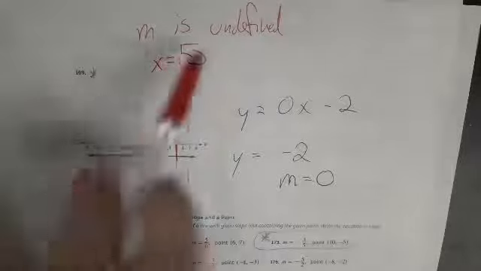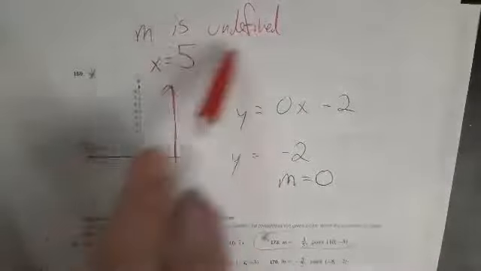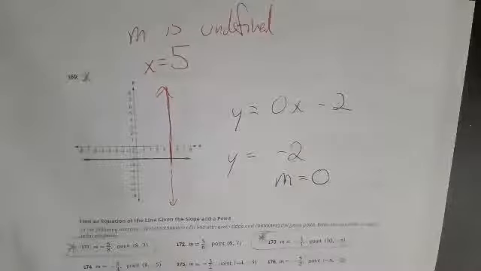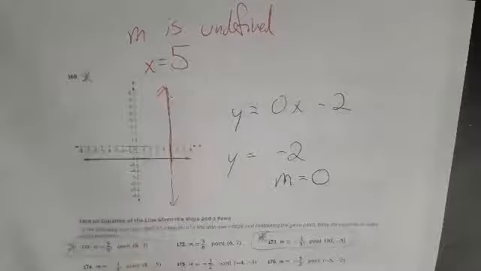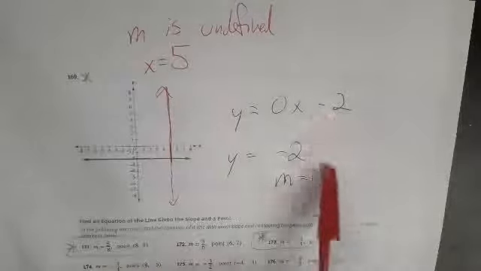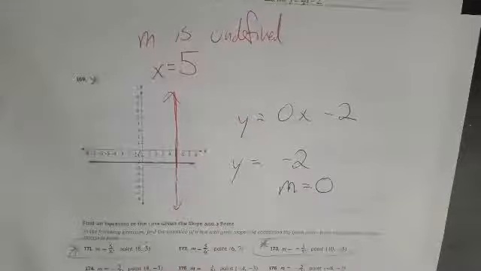The other thing is that this is undefined, right? If I ask you to write it in slope-intercept form, that doesn't look very much like slope-intercept form. This looks a little bit more like slope-intercept form. This one, I'm not sure how you're going to write in slope-intercept form. It's going to be x equals a number.